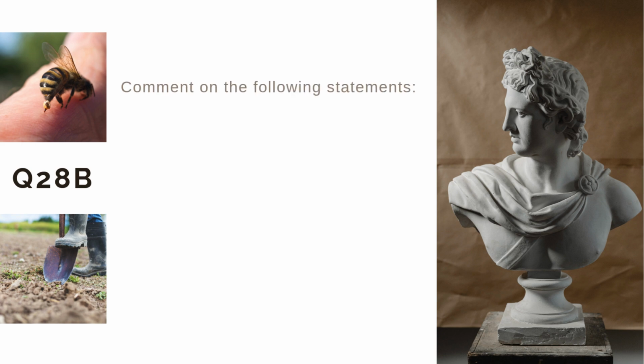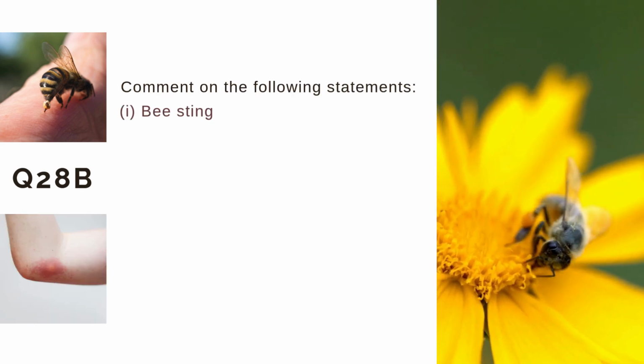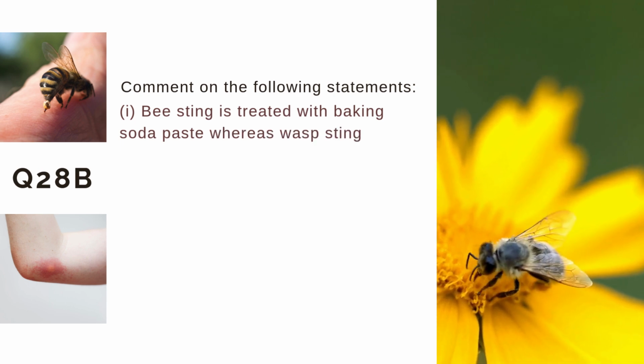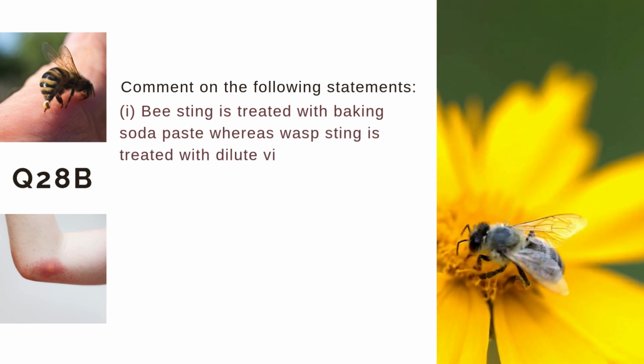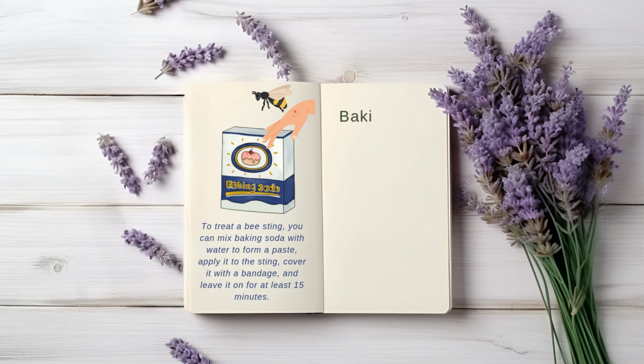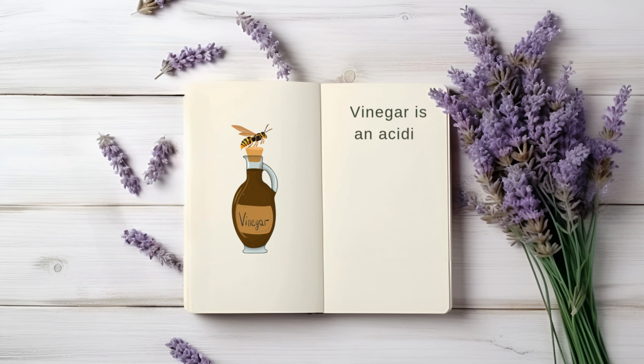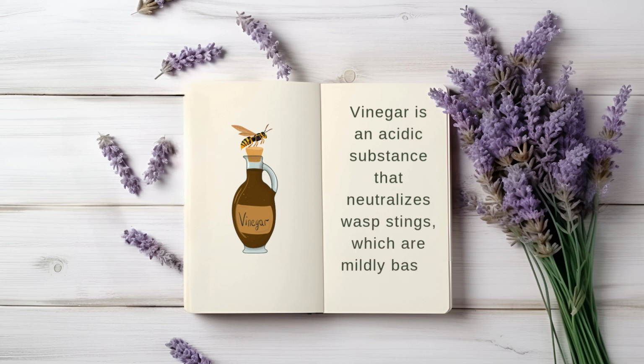Comment on the following statements. Bee sting is treated with baking soda paste, whereas wasp sting is treated with dilute vinegar. Baking soda, also known as sodium bicarbonate, is a basic substance that neutralizes bee stings, which are acidic. Vinegar, also known as acetic acid, is an acidic substance that neutralizes wasp stings, which are mildly basic.